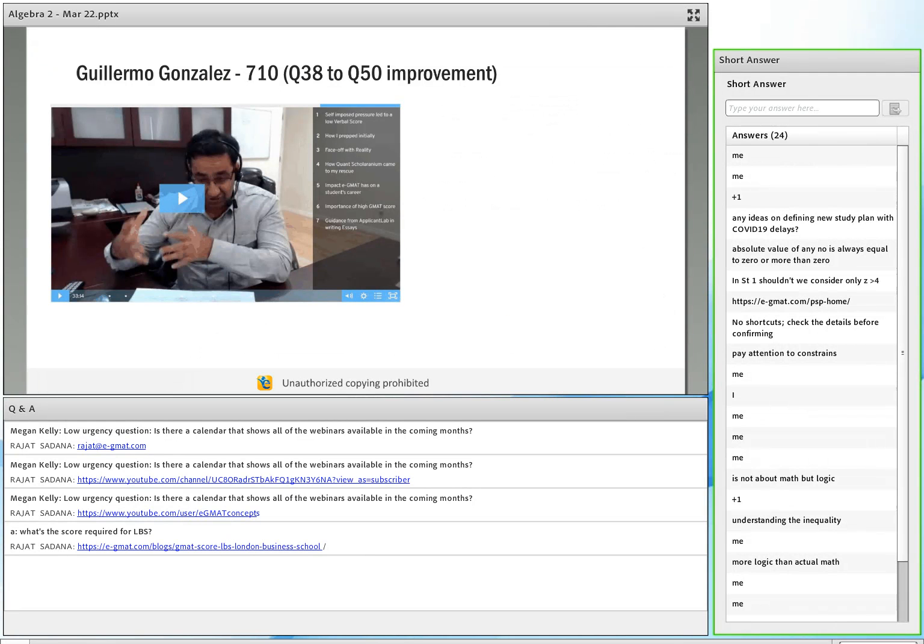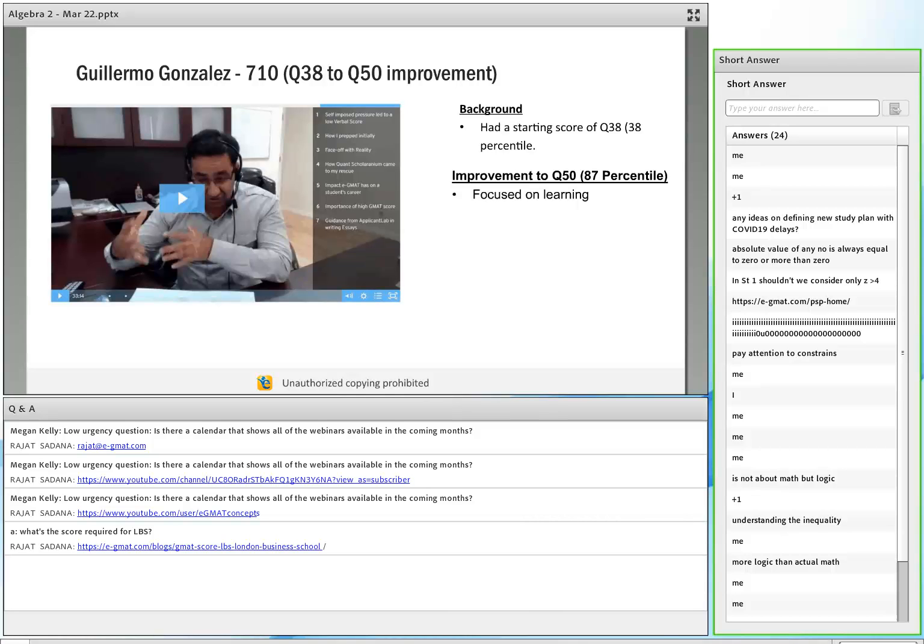And here's a guy who improved from a Q38 to a Q50. Again, he got into Wharton. But with a Q38, he had absolutely no chance in Wharton, where it's a very quant focused school overall.